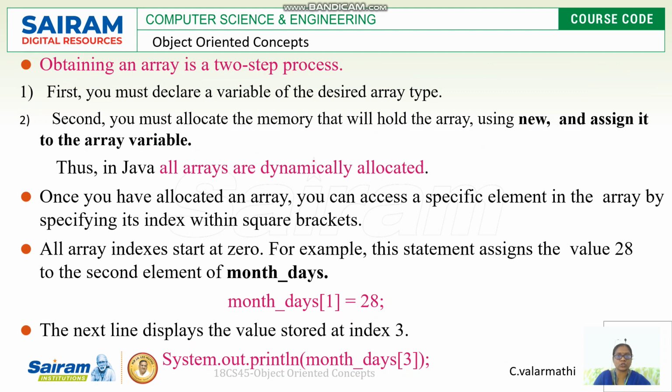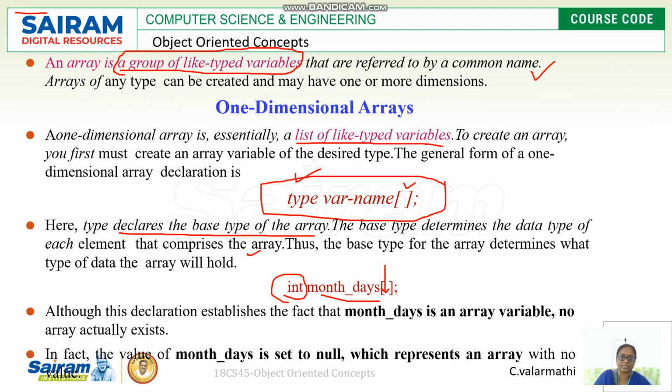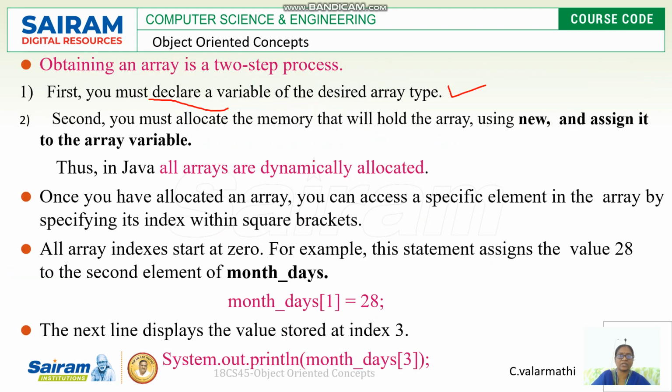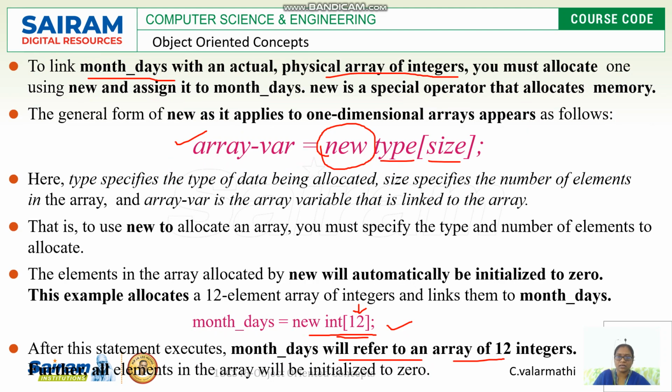Obtaining an array is a two-step process, right? So how can we obtain one array? It is a two-step process. First, we must declare, that is the declaration part. So we must declare like this: int month_days. This is the declaration part. Like that we have to declare. After that we must allocate the size or memory for this array to hold its values by using the new operator. So this is the second step.